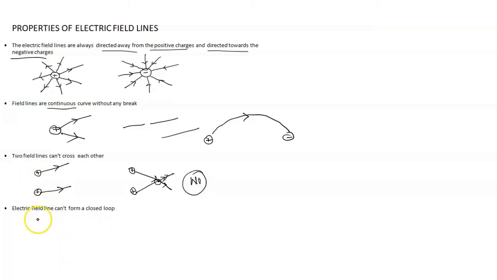The fourth one is very simple. Electric field lines cannot form a closed loop. Either it is a straight line or a curve. It cannot form a closed loop like this. So this is not possible. So this is the fourth property of electric field lines.